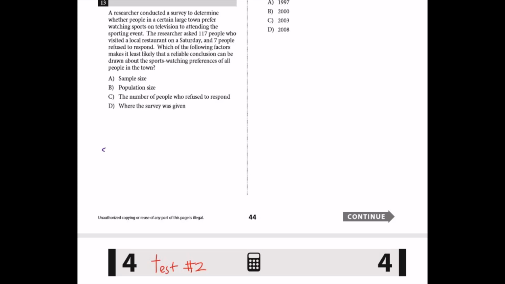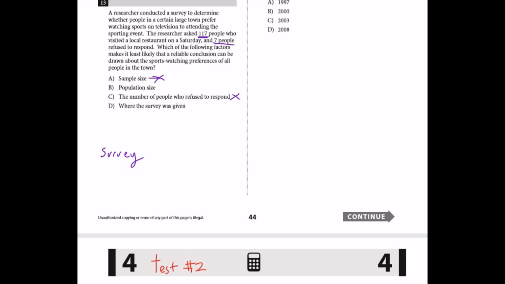So this is a survey conducted. Sample size here is not a problem because he picked 117 people who visited a local restaurant, and the sample size can be generalized to the universe here, to the whole population. And 7 people refused, so getting refusal is good and okay because you cannot force people to answer a survey, which makes it more objective. So people who are willing to do the survey will make it more objective. So that doesn't make it less reliable. Actually, it makes it more reliable. So this is not the answer.